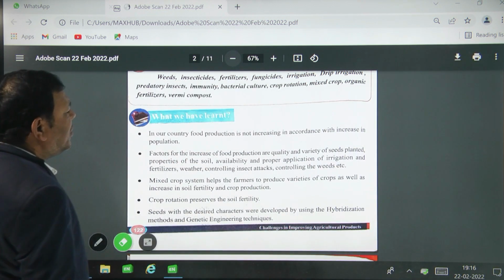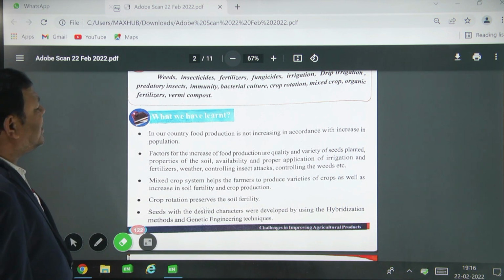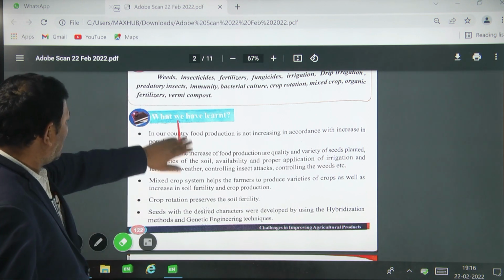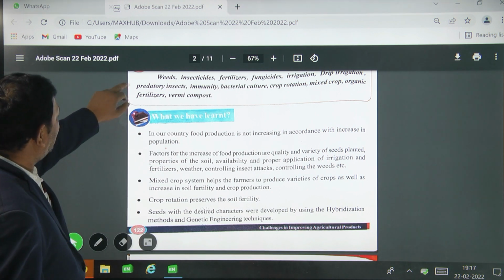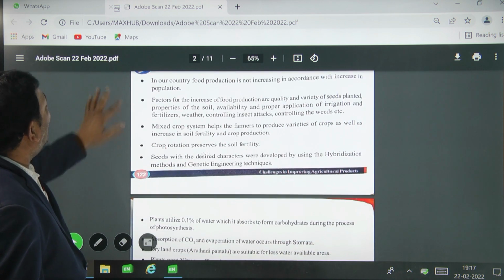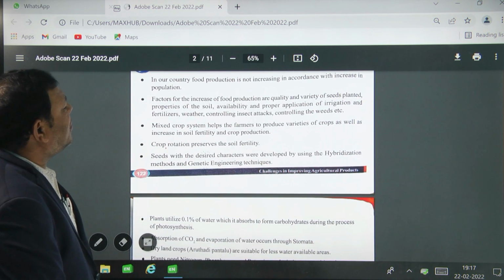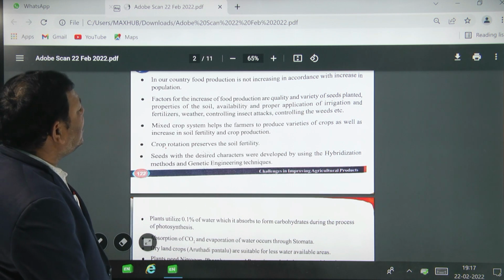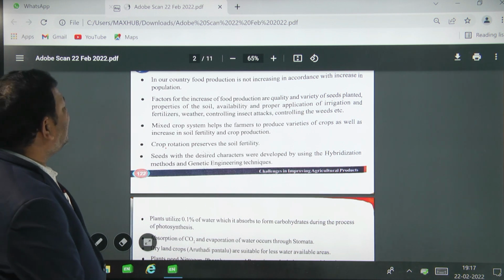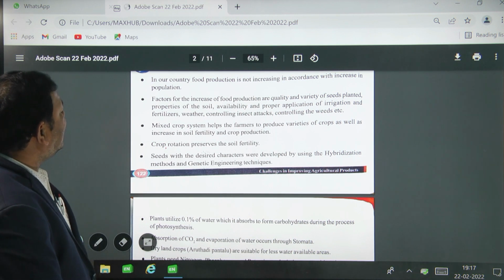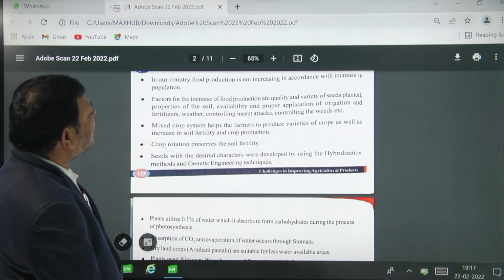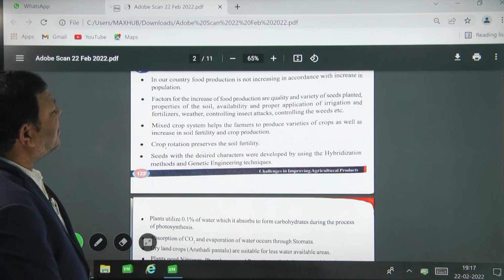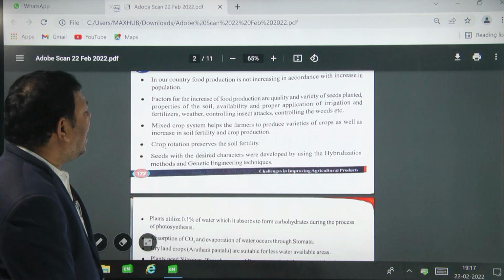In our country, food production is not increasing in accordance with the increase in population. Factors for increasing food production are the quality and variety of seeds planted, properties of the soil, availability and proper application of irrigation and fertilizers, controlling weather, controlling insect attacks and controlling weeds. Mixed crop systems help the farmer produce a variety of crops as well as increase soil fertility and crop production.